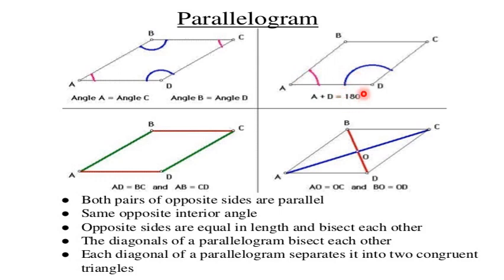Supplementary means you know it is 180 degree. So what can you say? Adjacent angles of parallelogram are supplementary. Which is the adjacent angle of angle D? If you take in this direction, it is C. So angle D plus angle C is also 180 degree. Similarly, angle B plus angle C is also 180 degree because they both are adjacent. Angle B plus angle A is also 180 degree. So you can say in general, adjacent angles of a parallelogram are supplementary.